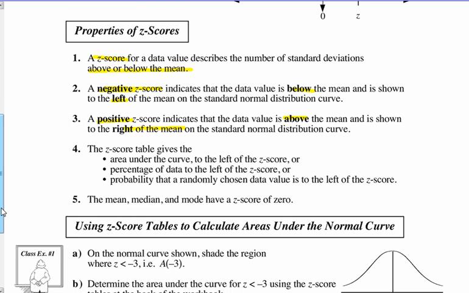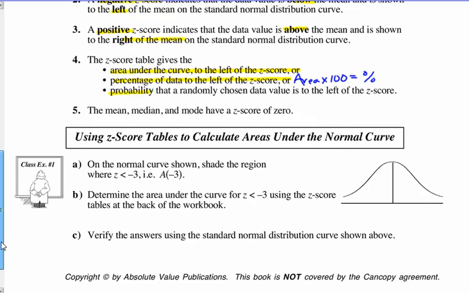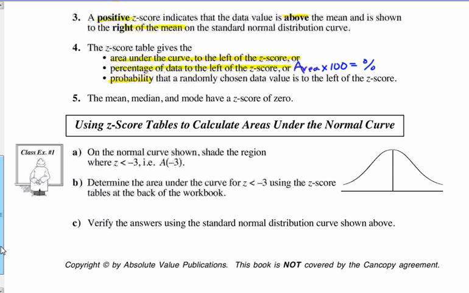The Z-score table gives the area under the curve to the left of the Z-score. It also could be a percentage to the left of the Z-score, so we just multiply our area times 100. Area multiplied by 100 is going to give you your percent. It also gives us the probability that a randomly chosen value is to the left of the Z. So it can give us area, percentage, or probability. They all represent the same thing. And last, the mean, median, and mode are at a Z-score of 0 in a normal distribution.